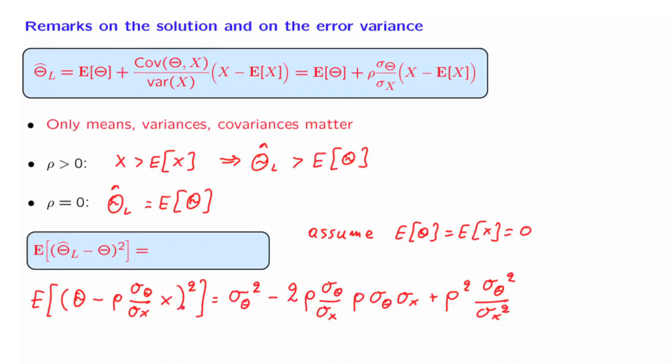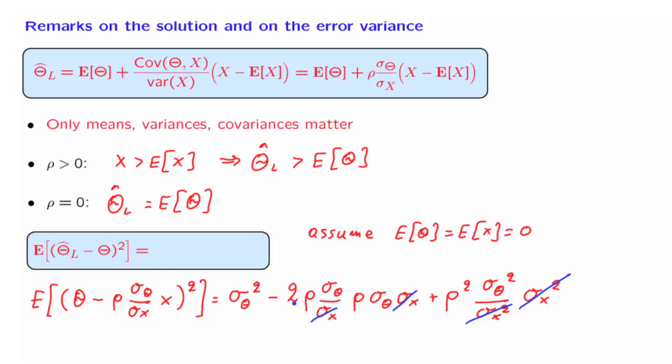We have an expected value, so that's the expected value of x squared, which is just the variance of x, or sigma x squared. Okay, this looks like a big mess, but in fact we get nice cancellations. This term cancels with that term. This term cancels with that term. We notice that we have sigma theta squared in each one of those terms, so we can factor them out.